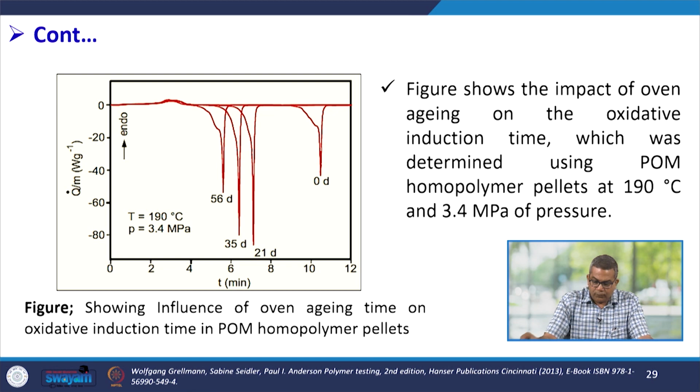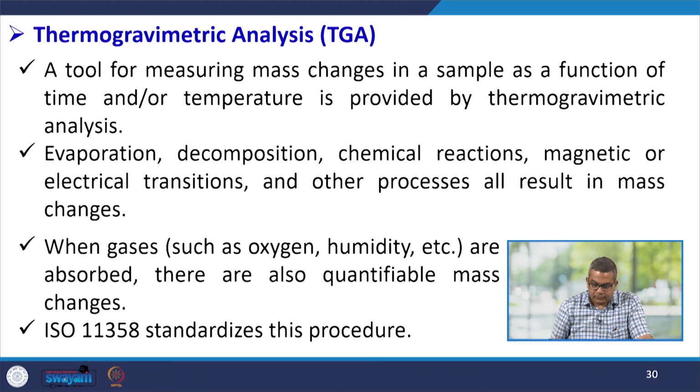Now, this particular figure shows the impact of oven aging on the oxidative induction time, which was determined using the POM homopolymer pellets at 190 degrees Celsius and 3.4 megapascal of pressure.